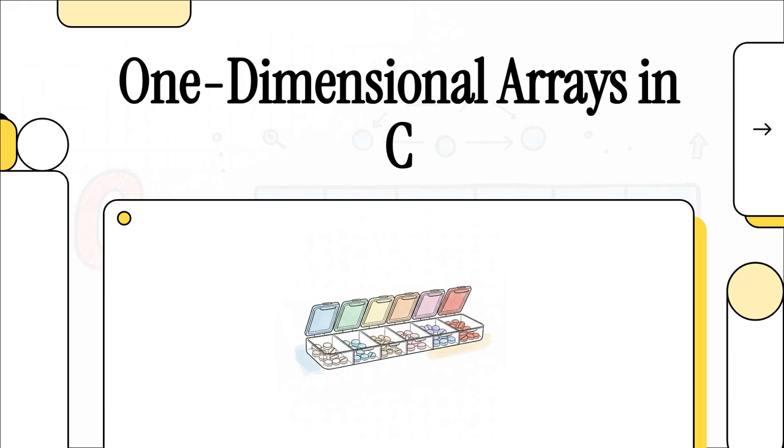All right, let's get into it. Today, we're going to tackle a tool that's absolutely fundamental for any C programmer, the one-dimensional array. This thing is like a secret weapon for turning total data chaos into clean, organized code.